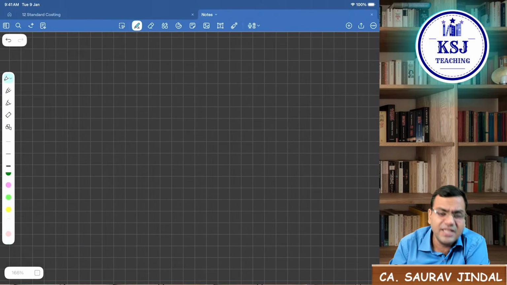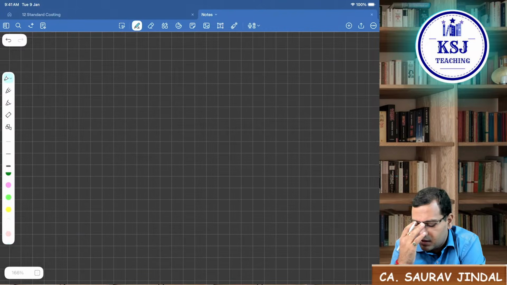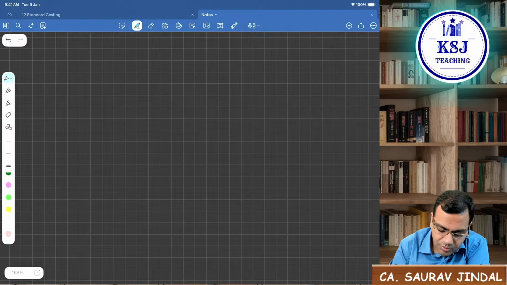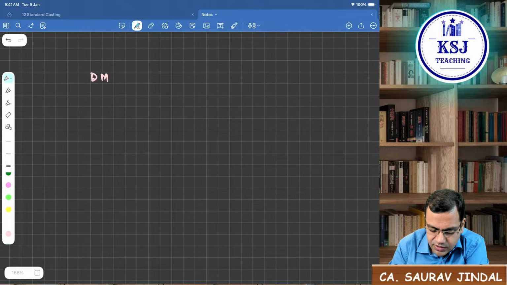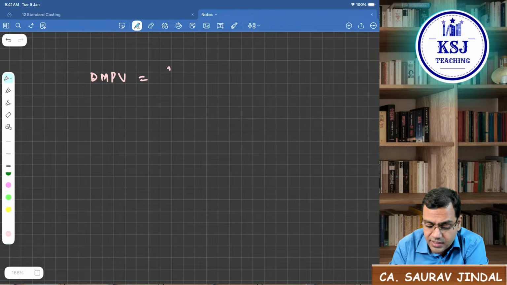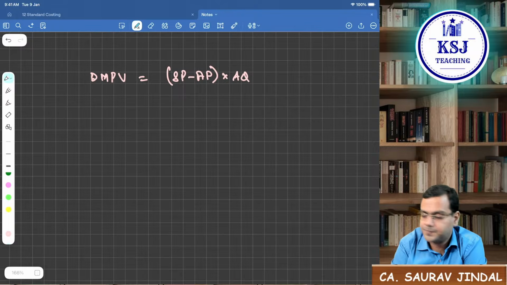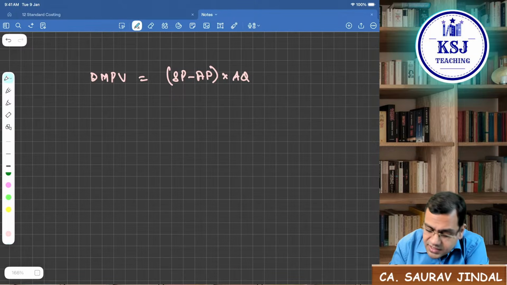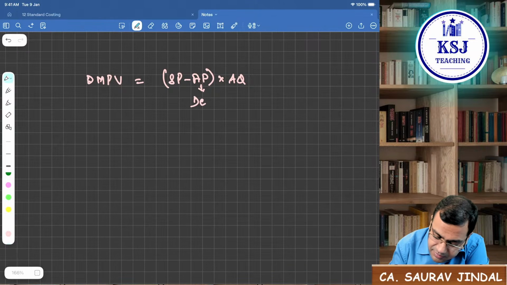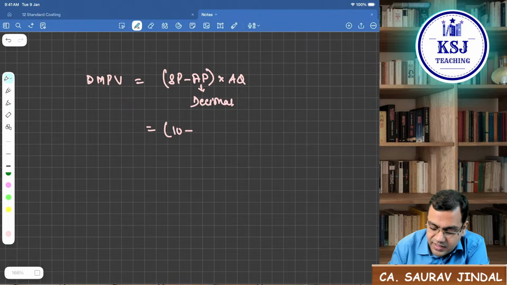Now, there is one small point that I wanted to tell you here. In case of price variance in case of material, or rate variance in case of labor, let's say you make a table and take the price variance. Direct material price variance is standard price minus actual price into actual quantity, right? Here, if this actual price is coming in decimals, for example, standard price is 10, whereas actual price is coming out to be 8.87543 and so on, into actual quantity of 100 units.